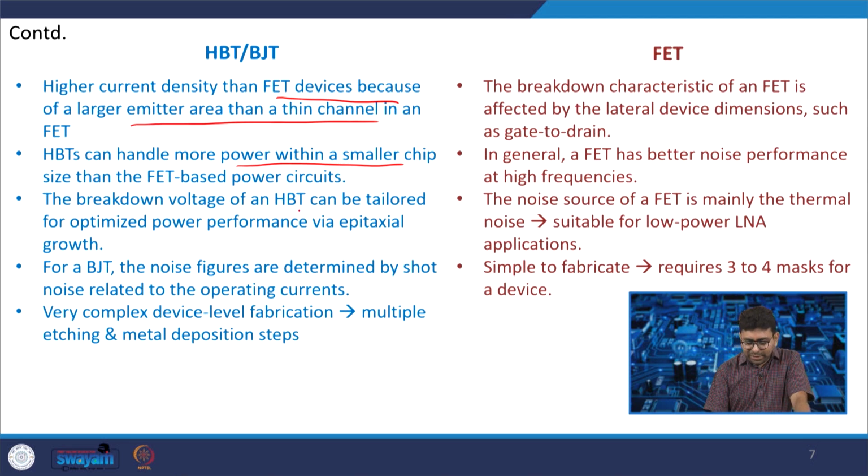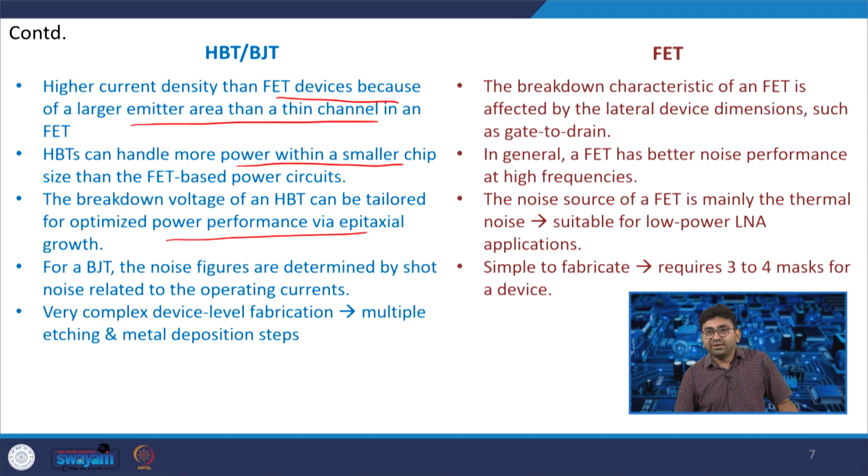The breakdown voltage of HBT can be tailored for optimized power performance via epitaxial growth, and for a BJT the noise figure is determined by shot noise related to the operating current, that we already have seen while I discussed the noise in detail. And it has very complex device level fabrication, with multiple etching and metal deposition steps. That is why the cost of this process is high and the amount of production is limited. However, in FET it is high.